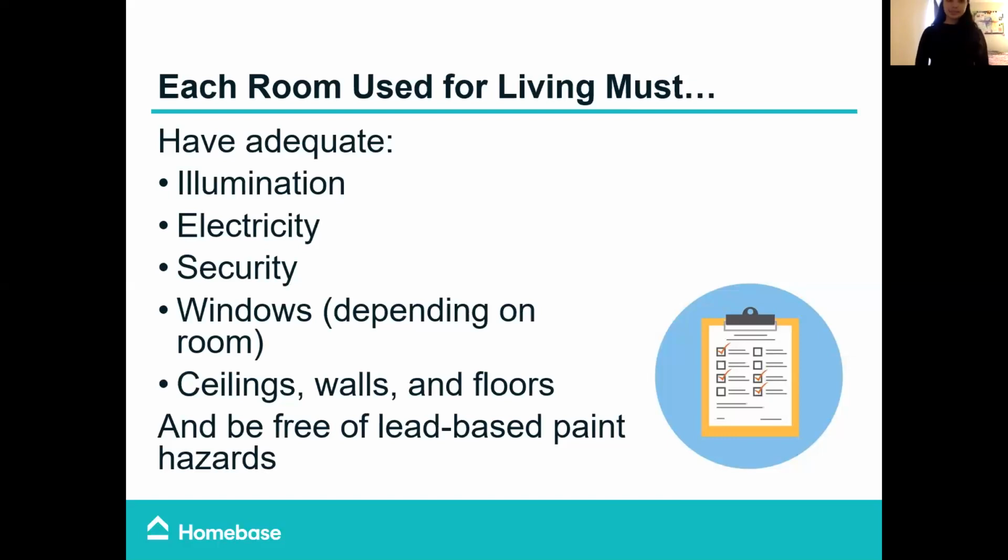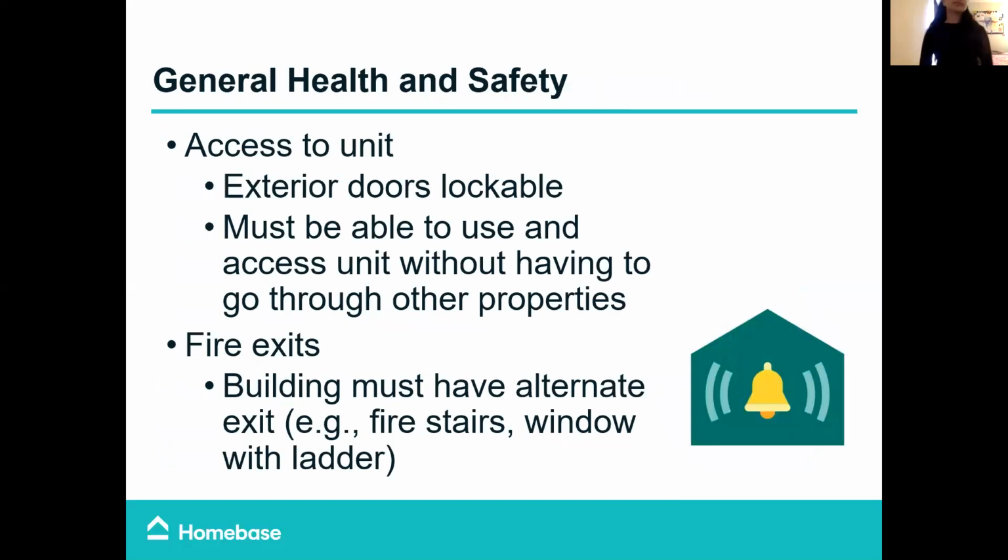Next slide, please. Now we'll cover some general health and safety. So with access to the unit, exterior doors must be lockable. A chain lock only would fail inspection. You must be able to use and access the unit without having to go through other properties. And with fire exits, buildings must have alternate exits, so either fire stairs, or a window with a ladder. Next slide, please.